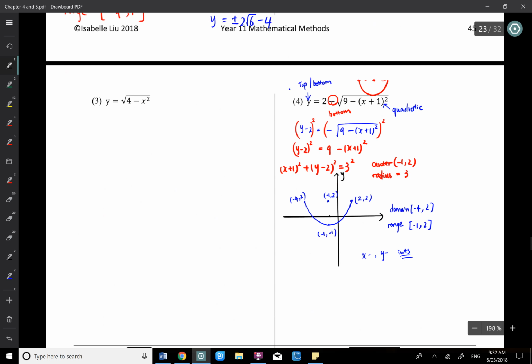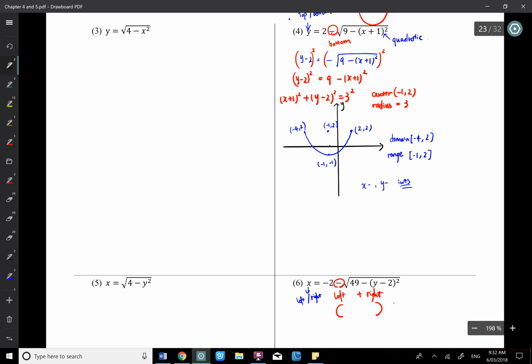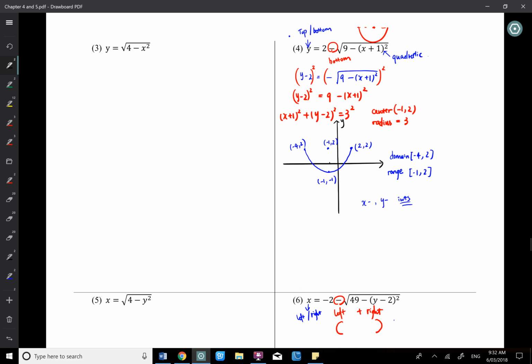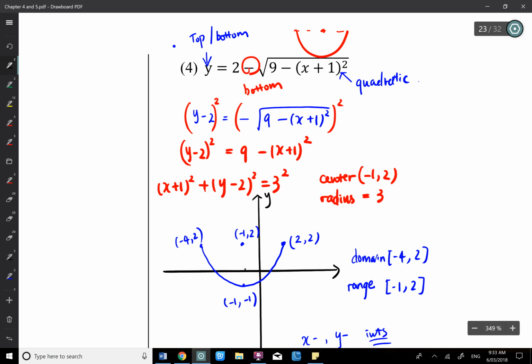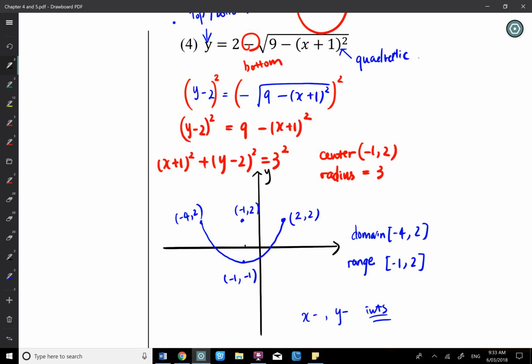And then we have another two types of semicircles. We have the top and bottom semicircle, and we also have the left-hand side and right-hand side semicircle. If y is the subject, that must be the top and bottom. Then we look at the positive or negative in front of the square root to decide whether it's a top or bottom. To distinguish between a semicircle and the square root function, we look at the inside function, whether it's linear or quadratic. If it's quadratic, that must be a semicircle. If it's linear, then that's a square root.